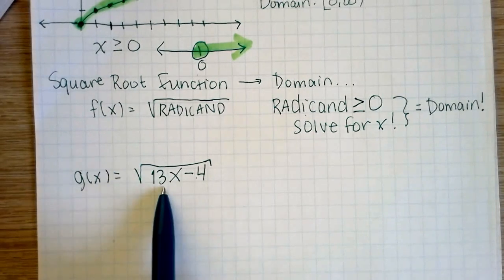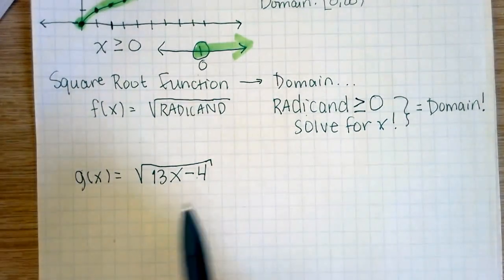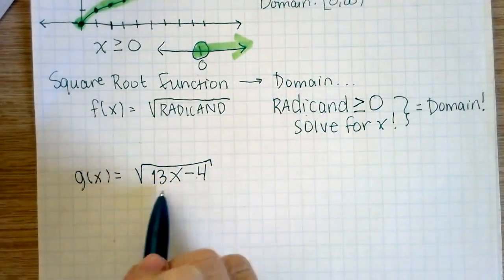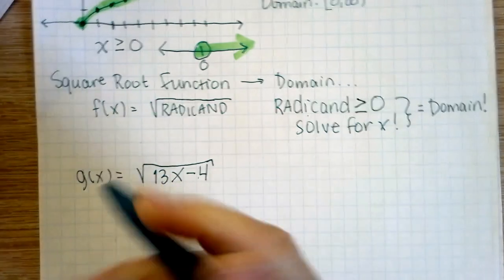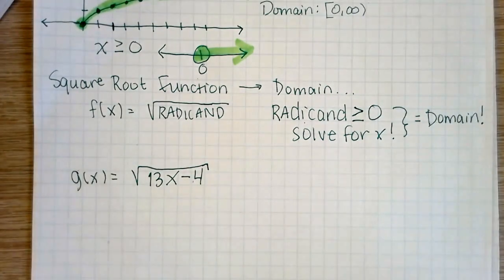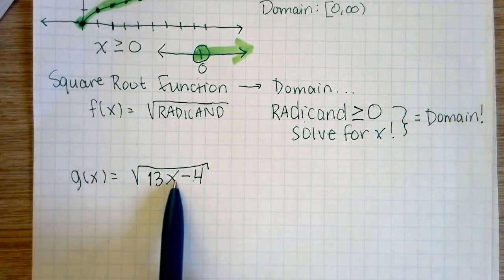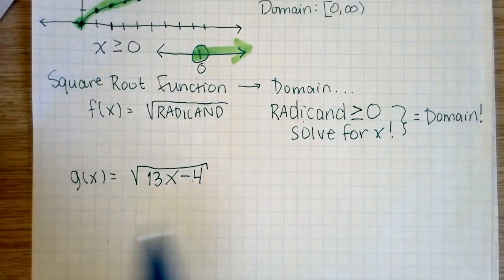Okay? What's the rule? You cannot take the square root of a negative. So the rule is your radicand, the thing under your radical, because x is a mystery. I don't know what x is going to be. What if I accidentally plug in 1? Will 1 be okay? Let's see. 13 times 1 is 13. Minus 4 is 9. Okay, that's fine.